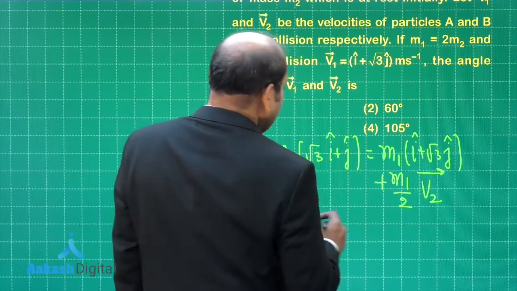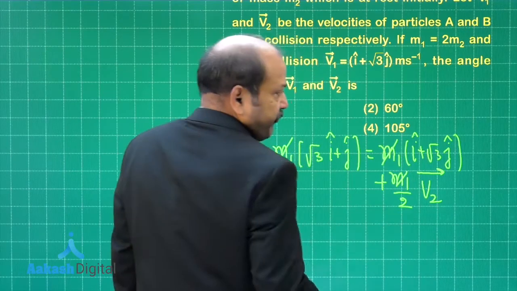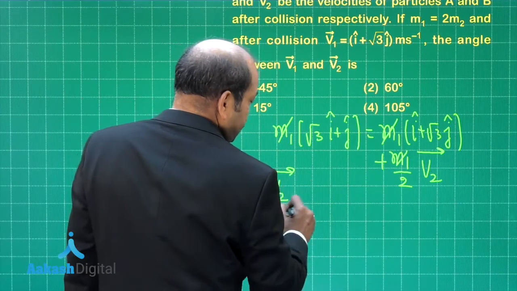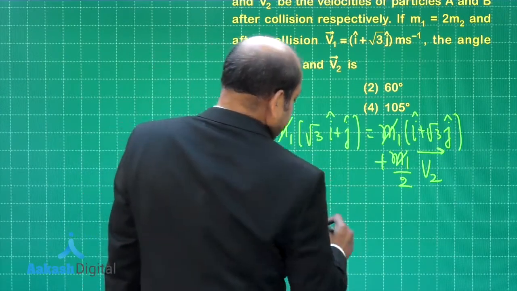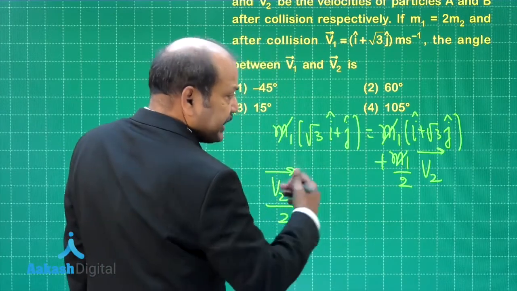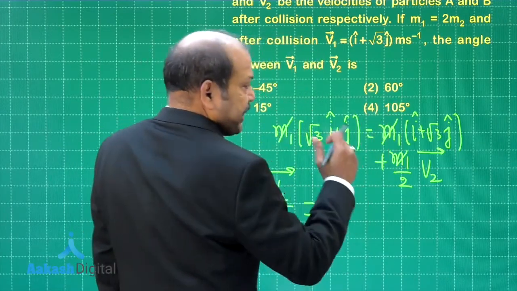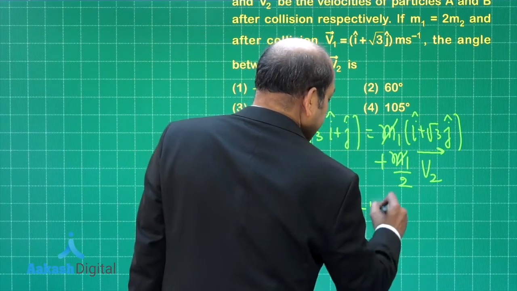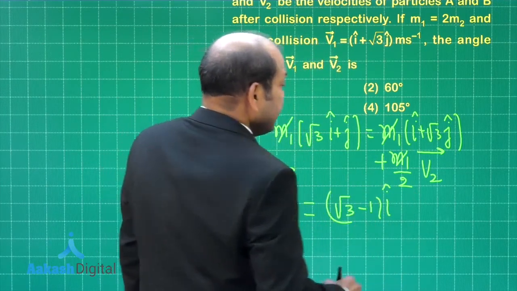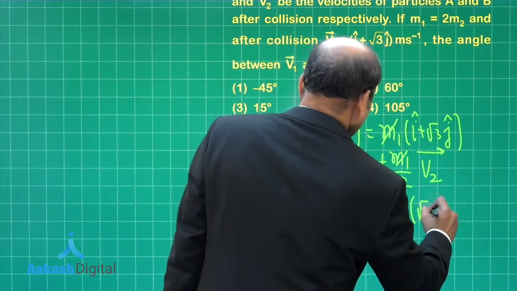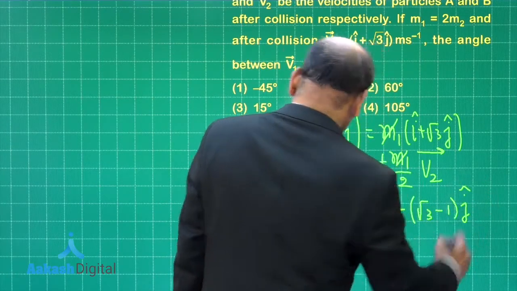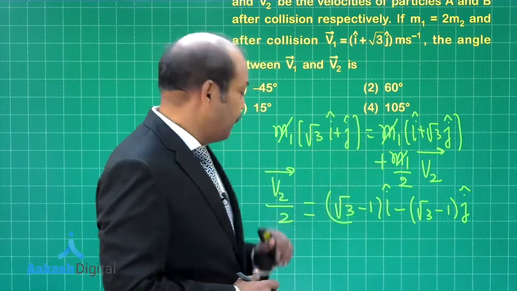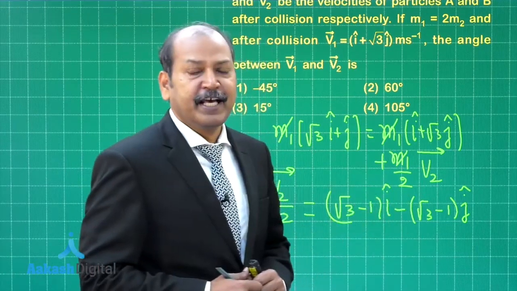Well, let us solve this, and if we solve for v2 by 2, we are getting v2 divided by 2 as in fact root 3 i cap plus j cap minus i cap minus root 3 j cap. That means it is coming out as root 3 minus 1 i cap, and then we have minus of root 3 minus 1 j cap. That is the velocity vector given by v2 divided by 2, that is the expression.